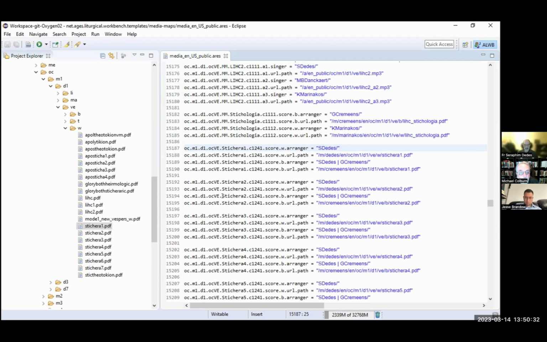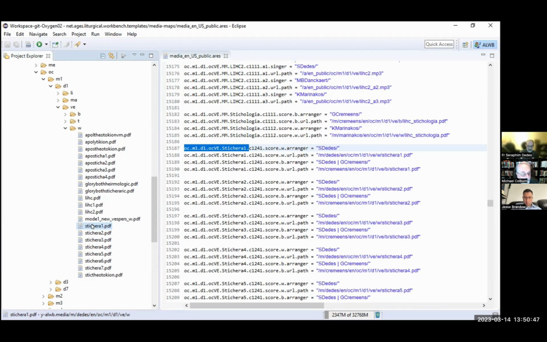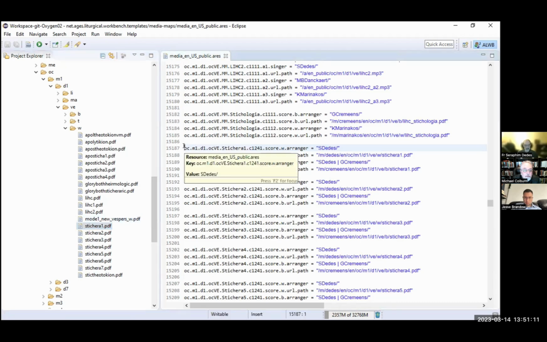That looks familiar, doesn't it? Okay, so if we look at the URL, we see OC, M1, D1, and then VE. That's our organization. That's how we made our folder structure in the media folder. You can call those things whatever you want, but you notice that we have structured the folders to be much like the identity of the key.